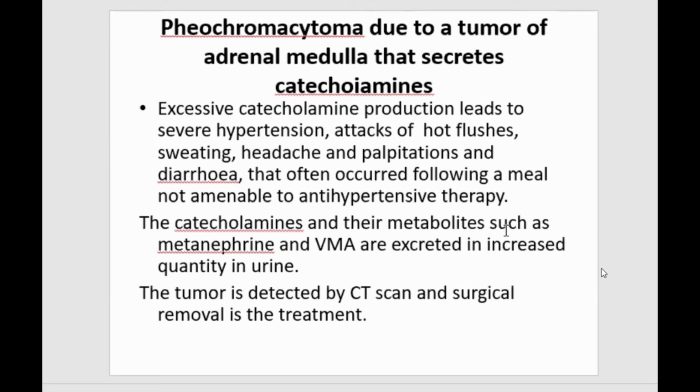So the catecholamines and their metabolites such as metanephrine and vanillyl mandelic acid are excreted in increased quantity in urine. You learned that catecholamines are metabolized by monoamine oxidase and the N-methyl transferase, converting them to vanillyl mandelic acid. That is excreted in urine normally, and because of this tumor, more catecholamines are produced, and more VMA is excreted. The tumor is detected by CT scan, and surgical removal of the tumor is the treatment.